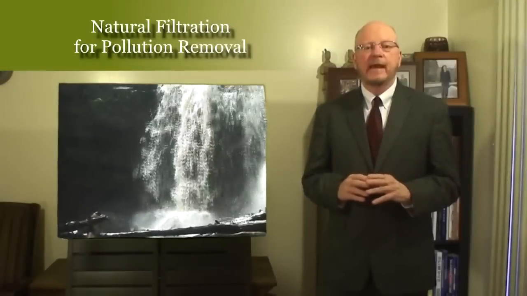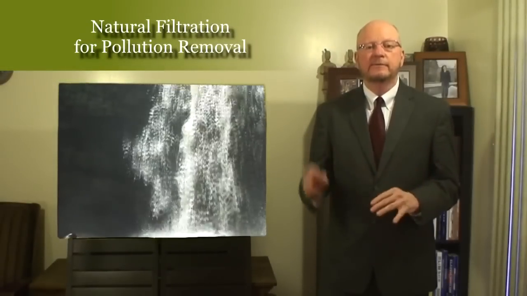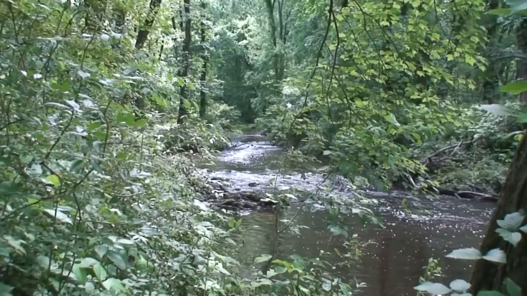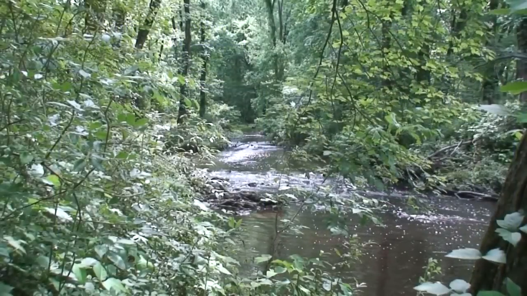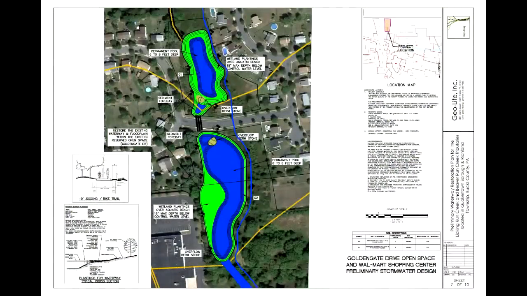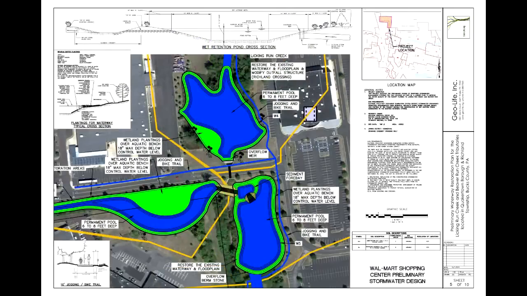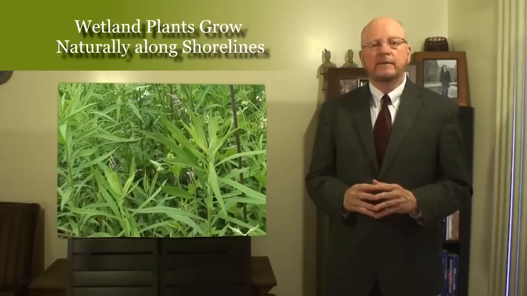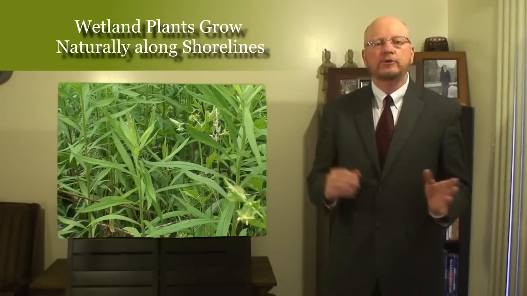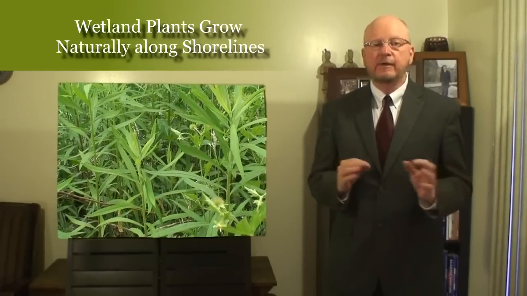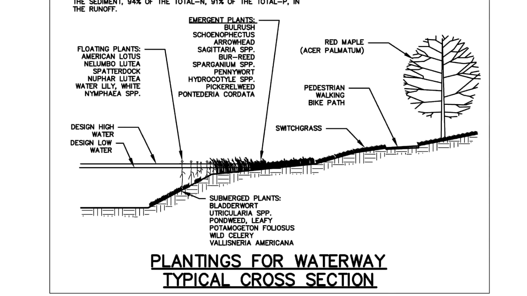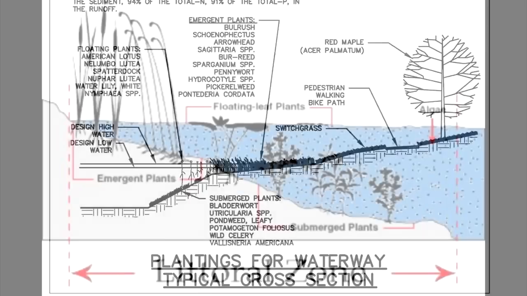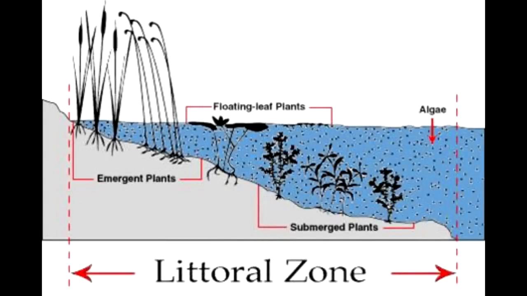Both DEP and EPA recommend natural filtration methods for treating pollution and stormwater runoff. All the treatment systems we used in our Quakertown borough design use wetland and upland vegetation to remove pollution from stormwater runoff. These plants grow naturally along the shoreline of all waterways if given a chance. We design riparian buffers and littoral zones to accommodate and promote biological processes.